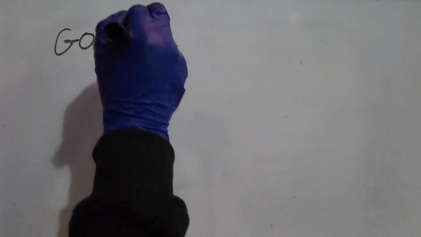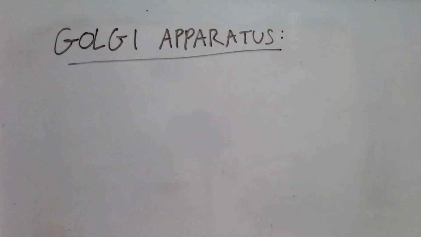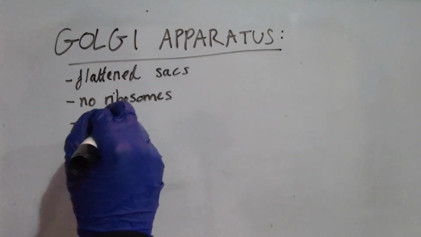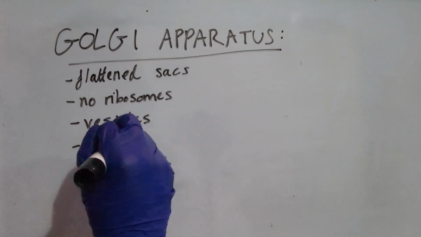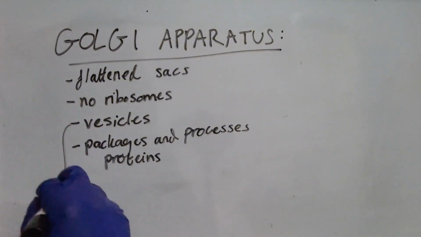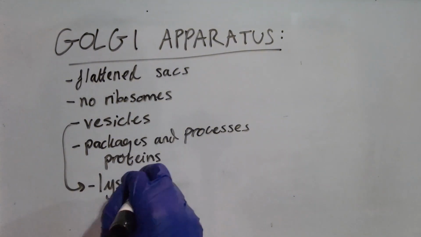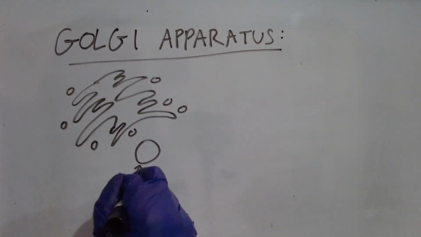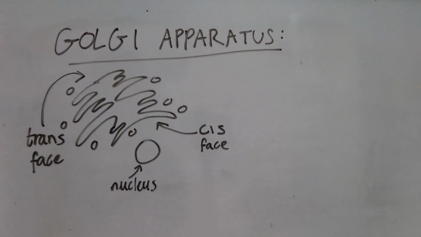The Golgi apparatus, like the endoplasmic reticulum, are made from flattened sacs. They don't contain any ribosomes, and they have vesicles surrounding their edges. The Golgi packages and processes proteins into the vesicles to allow them to be carried out of the cell. They can also produce lysosomes. On the Golgi, the entry face is called the cis face, and the exit face is called the trans face. The cis face faces the nucleus, and the trans face faces away from the nucleus.